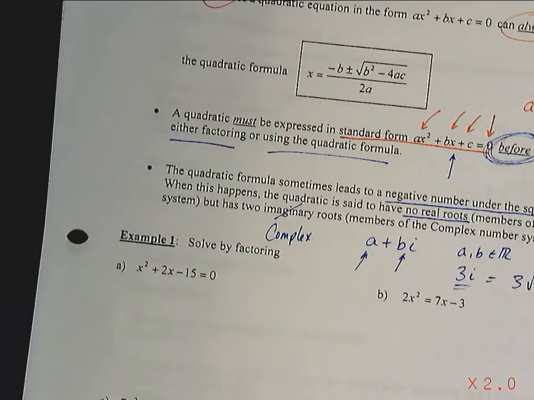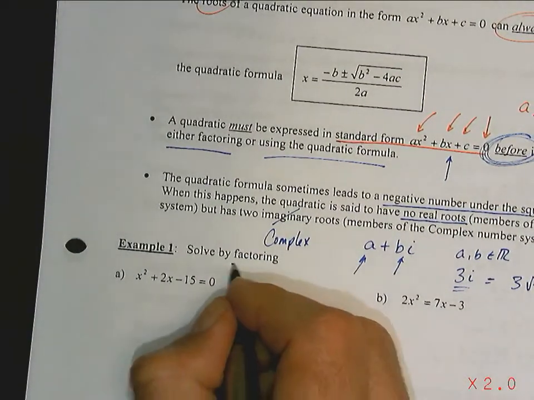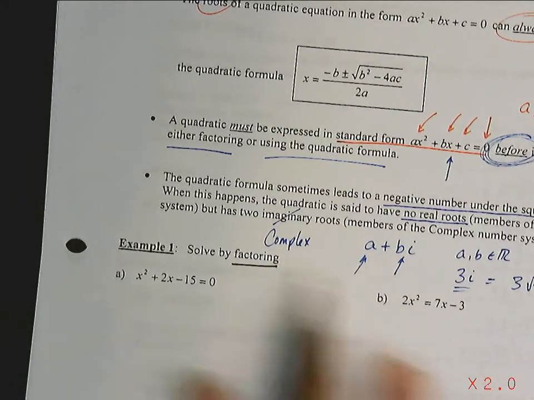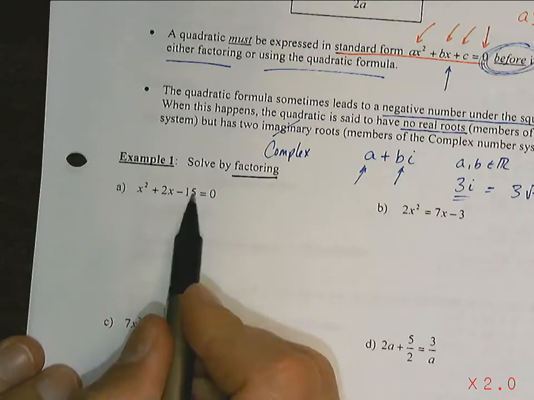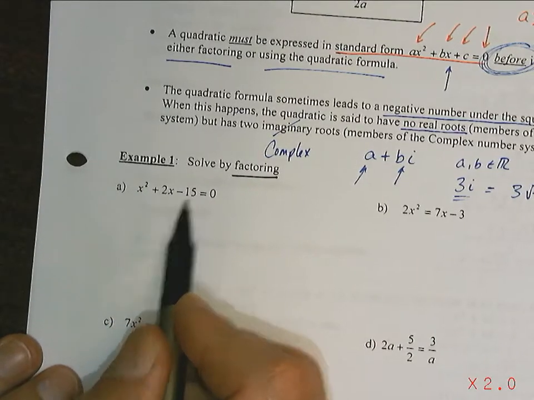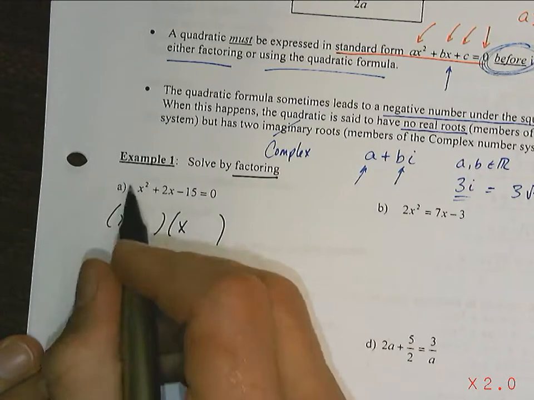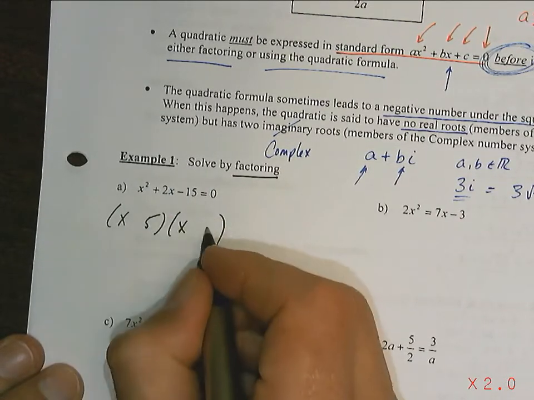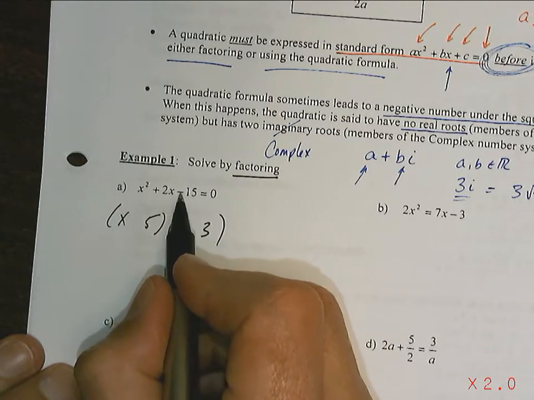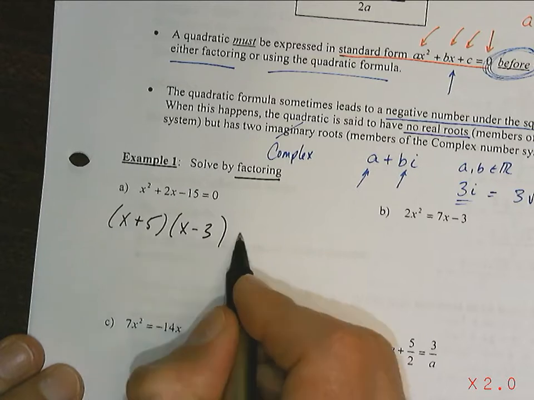So, solve by factoring. So it's telling me here in example 1, all of these need to be solved by factoring. So it's a trinomial. It goes x squared, x without any x's. So it's going to be an x. It's going to be an x. Two numbers that multiply to give 15, add to give 2, 5 and 3. They multiply to give a negative, so one's positive, one's negative. They add to give a positive, so the larger one is positive.